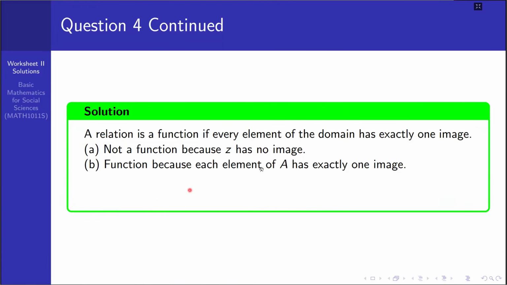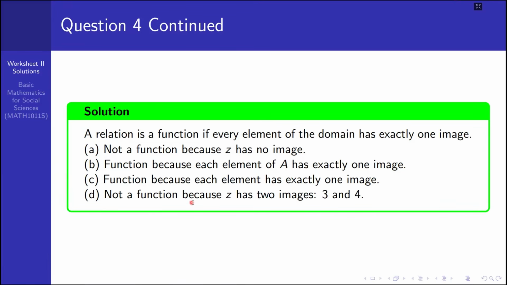B is a function because each element of A has exactly one image. C is also a function because each element has exactly one image again. But D is not a function because Z has two images, 3 and 4, which are different. Therefore, this is the solution.